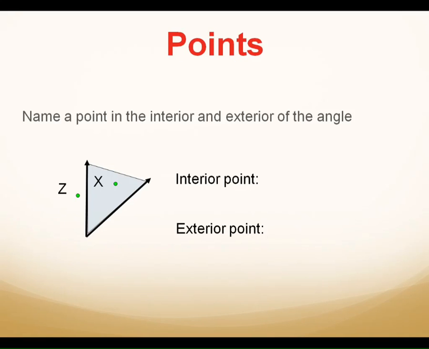Here, last thing before lunch, and then we just got 1 or 2 things to go over. Interior point and exterior point. Interior means inside. Exterior means outside. So what would be the interior point in this angle? X, right? It's on the inside. The exterior point would be Z. All right, very good.